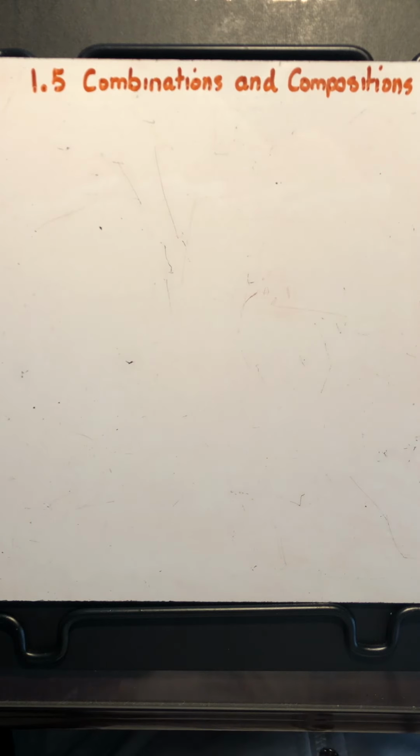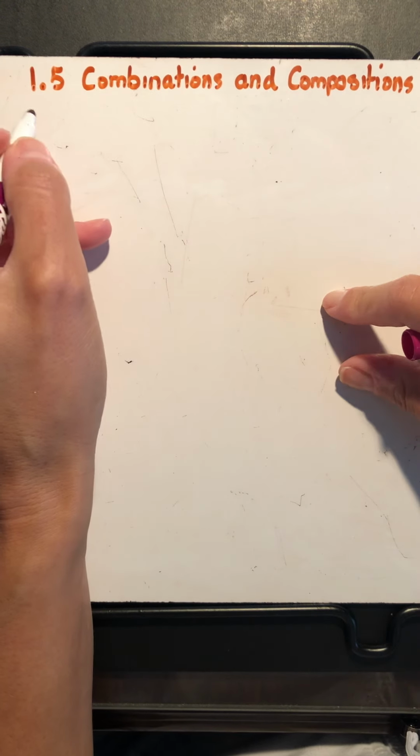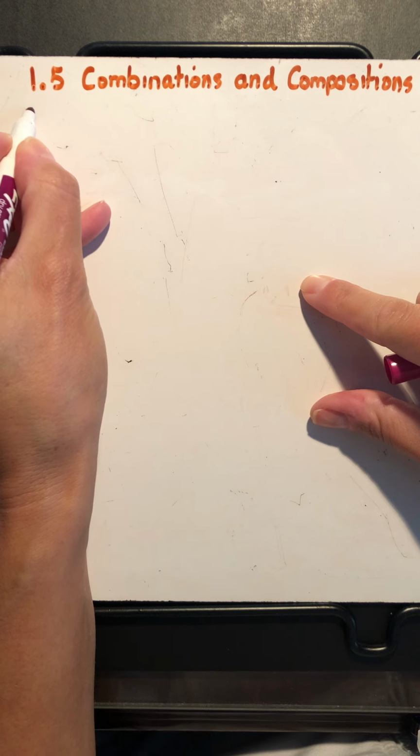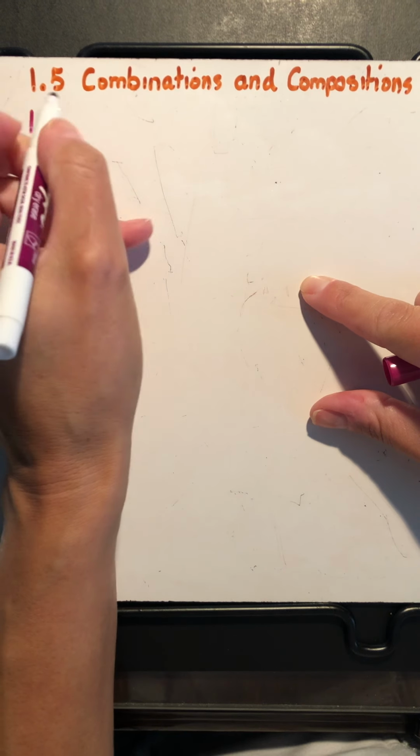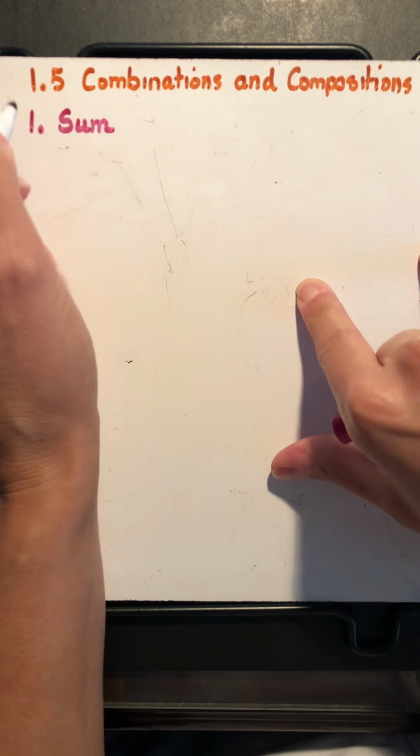Welcome to the video on combinations and compositions of functions. Before we start, I'm just going to go over some notation that you're going to need to know. The first is summing two functions. If I want to sum or add two functions, you'll see the following notation.